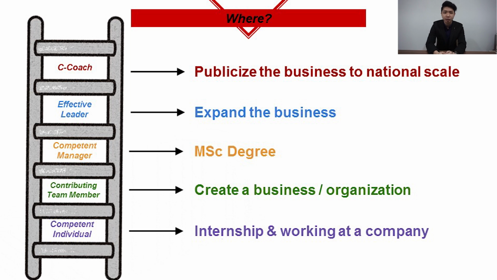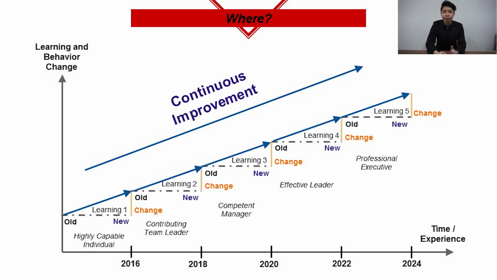Finally, to become a professional sea coach, I will publicize my business by blending personal humility and professional attitude to have a national-scale company, and hopefully it can grow to become a global or international organization. Also, I need to keep learning by doing, and then change into new habits by reflecting on my old habits. Therefore, I need to have continuous improvement from a highly capable individual until becoming a professional executive. That's all about my where.